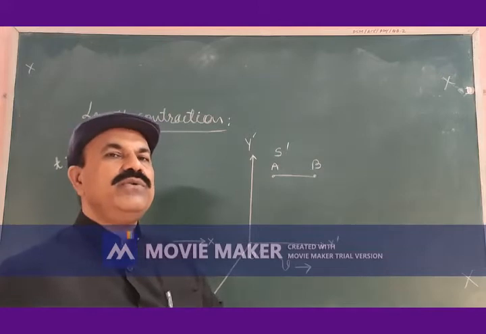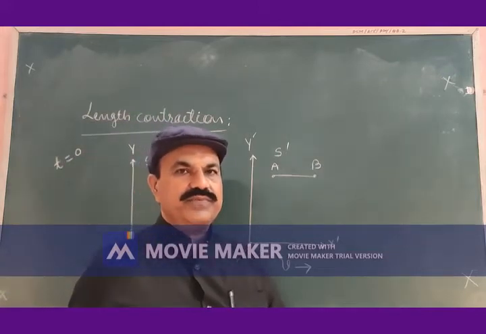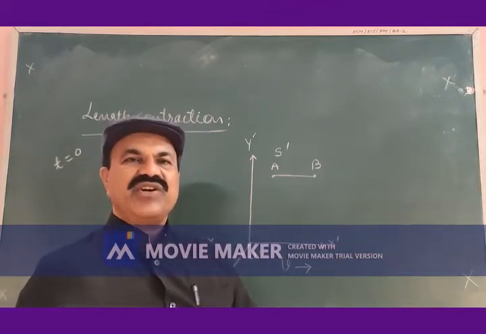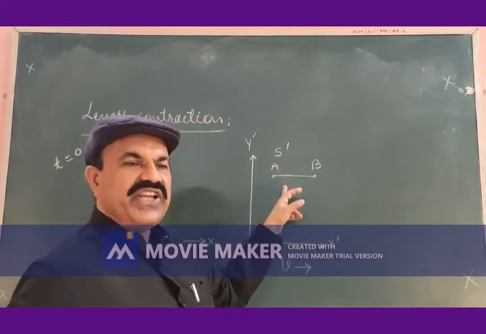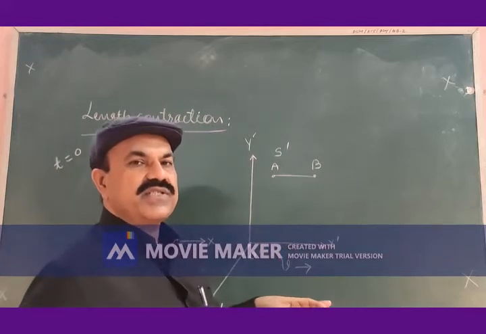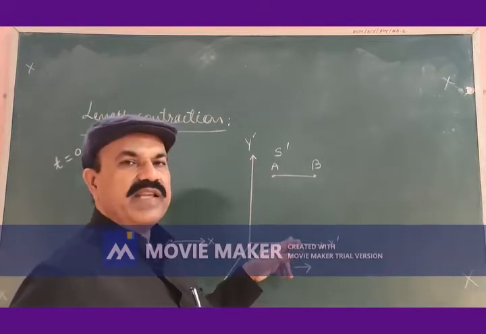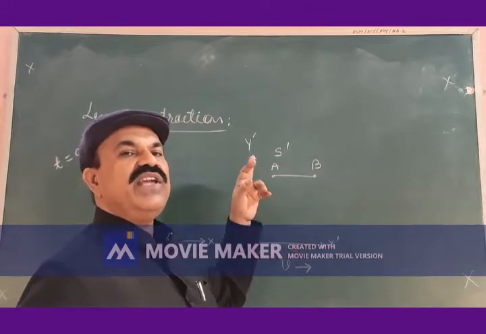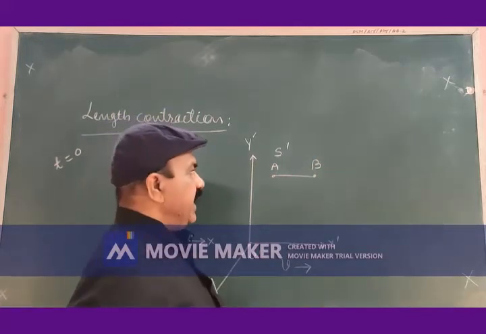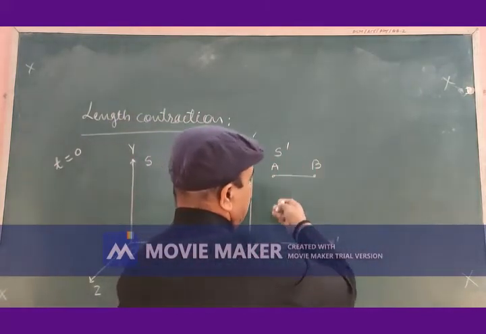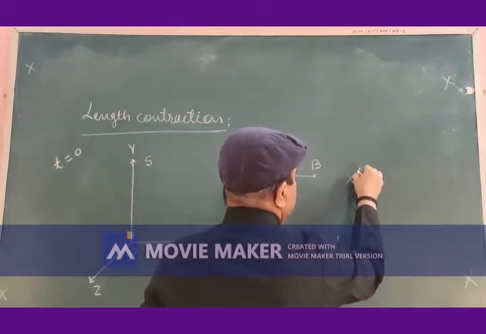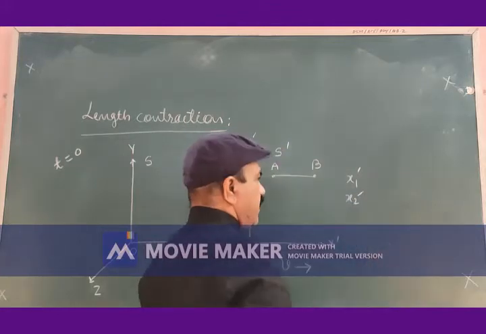There is no need to note the y coordinates and z coordinates of the end A or the end B. As the rod is along the x-axis, observer O prime needs to note only the x coordinates of end A and end B. And the coordinates noted by observer O prime for ends A and B are x1 prime and x2 prime.